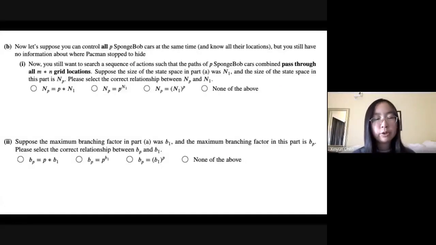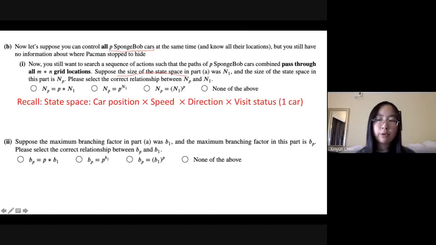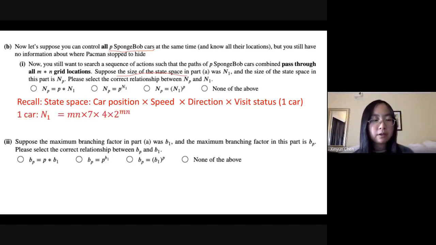Finally, we want to see how the results of the previous setting of a single car could change when the number of cars is p instead of 1. First, let's recompute the size of the state space in the case of p cars. Recall that when there's one car, to compute the state space, we need to enumerate all possible options of the car position, speed, direction, and the visit status. Suppose the answer N1 is here, which is consistent with our previous answers.